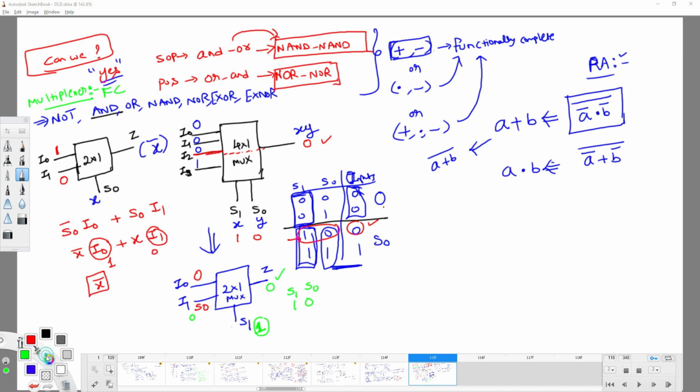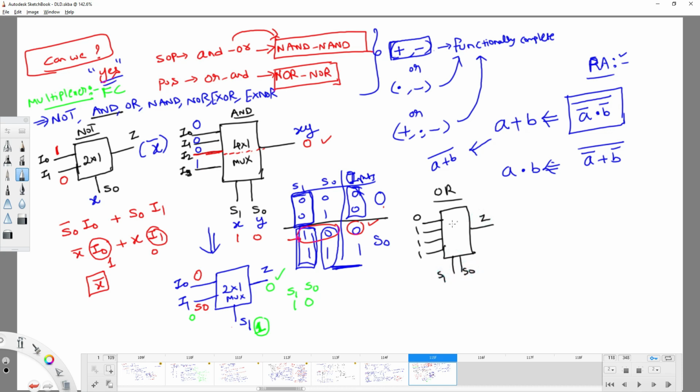Okay. Similarly, I can call this a NOT gate and AND gate. If you take an OR gate, you can do it directly, right? 4 by 1 mux for OR gate. So what are the outputs for the OR gate? 0, 1, 1, 1, with inputs S1, S0, and this will be J. This is a 4 by 1 mux, because I can directly analyze. Can we do it with the help of a 2 by 1 mux?